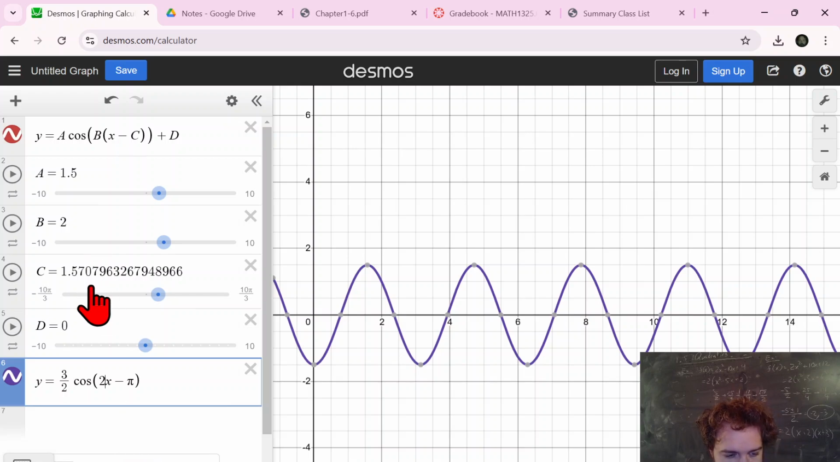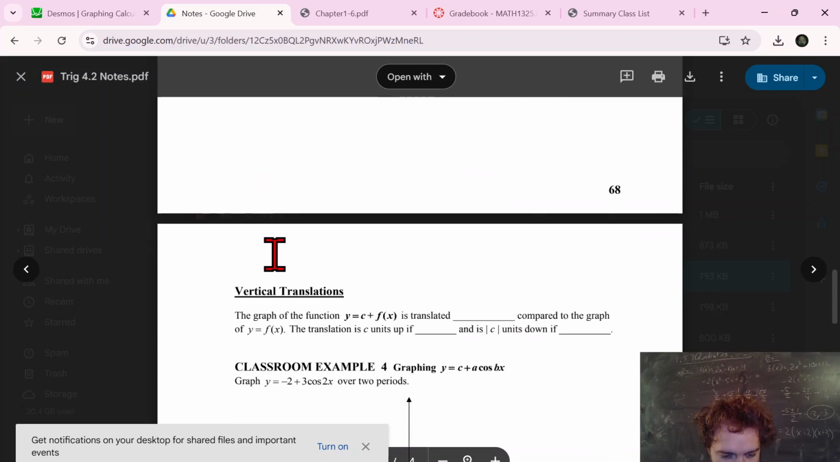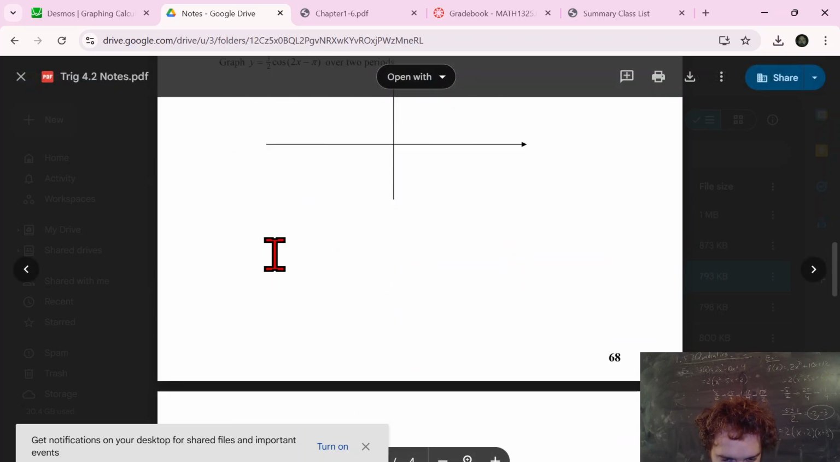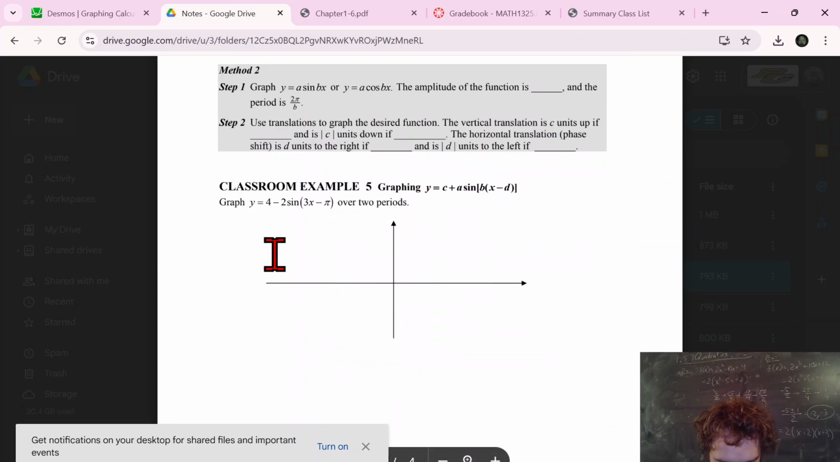But in order to calculate phase shift, because the general form requires this b to be distributed into x minus c, what we need to do is take the b value that we have times c equal to whatever the value right here where the c should be is. So what we're doing is we're saying 2c equals pi, and so that means that c is equal to pi over 2, and that's what we plugged in here. That's our phase shift. Okay, so anytime we have these translations here, just be careful. Phase shift is really the only thing in trig graphing that's really difficult.